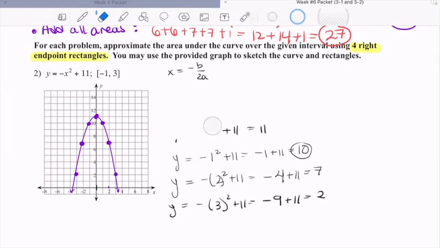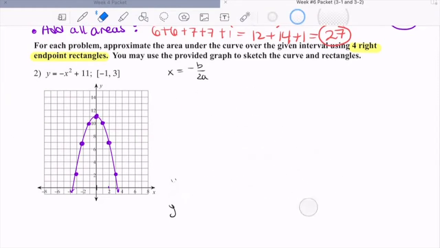So now let's get a sense of the area that we want to compute. So we want to compute the area over the interval from negative 1 to 3. So we can identify negative 1 here, 2, 3. So we want to approximate the area under the curve over this interval.